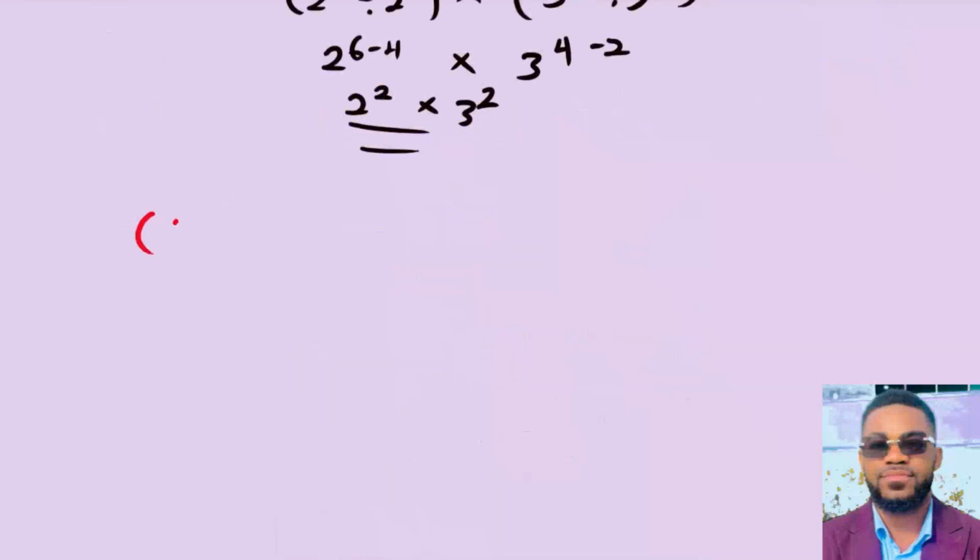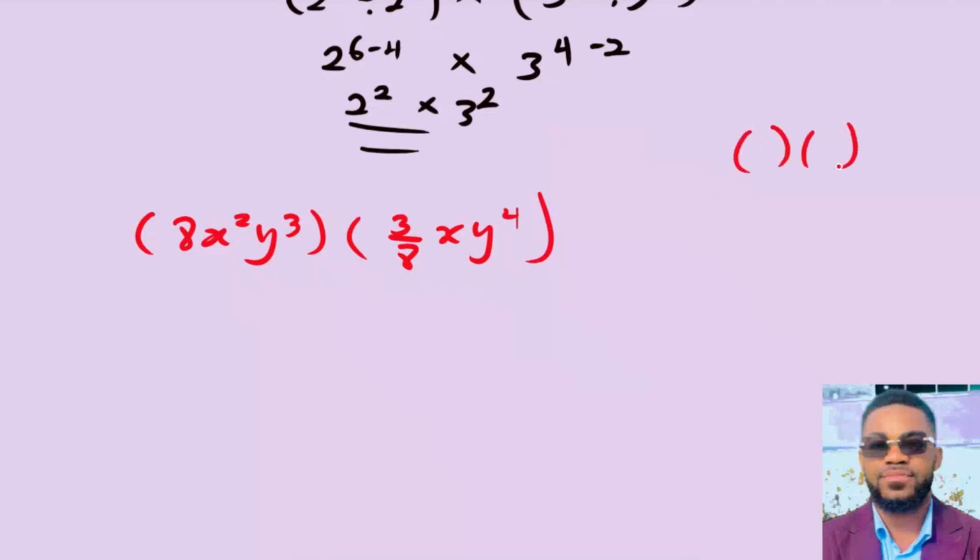So our next question is (8x squared y exponent 3) times (3 on 8xy exponent 4). Anytime we know that two brackets are facing each other, it means they are multiplying. So we have 8x exponent 2 y exponent 3 multiplying the whole of 3 on 8xy exponent 4. Now this is multiplication. We can just multiply the numbers, then we multiply the letters.